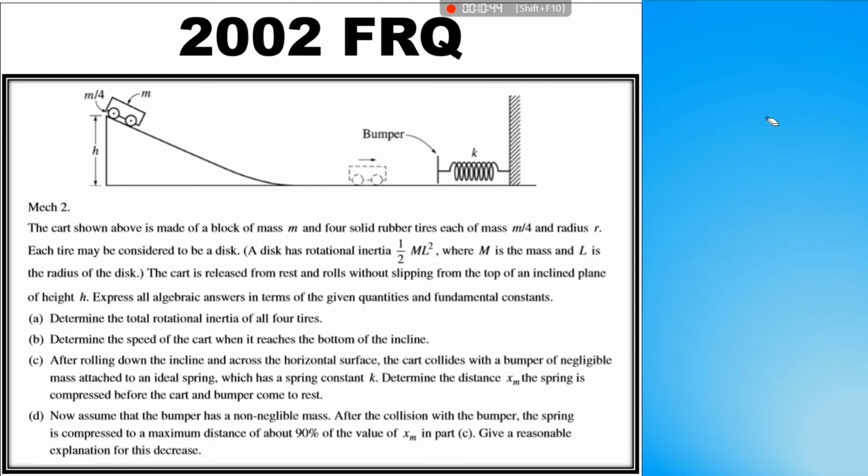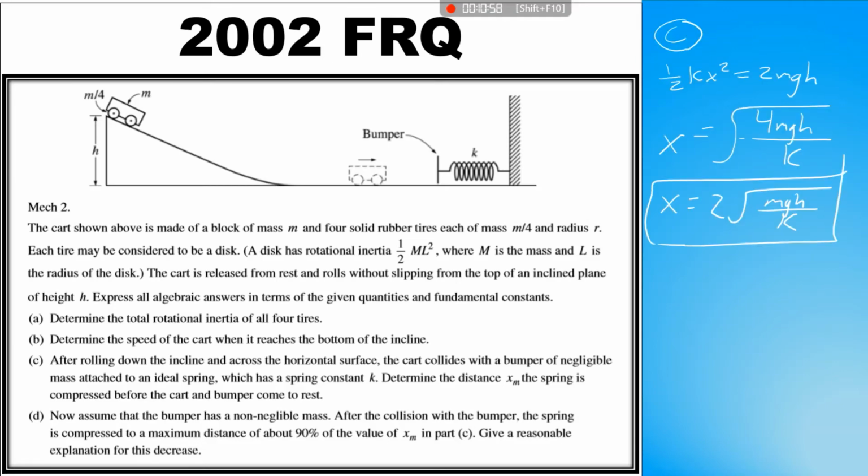Okay, last one. The bumper has a non-negligible mass. After the collision, the spring is compressed to a maximum distance of about 90% of the value we just found. Why is it only 90% of the value we just found? So why was it not displaced by this much? Because of friction? Not because of friction.